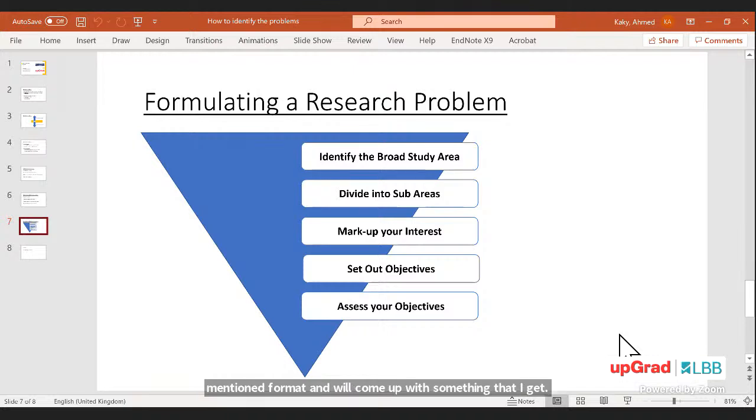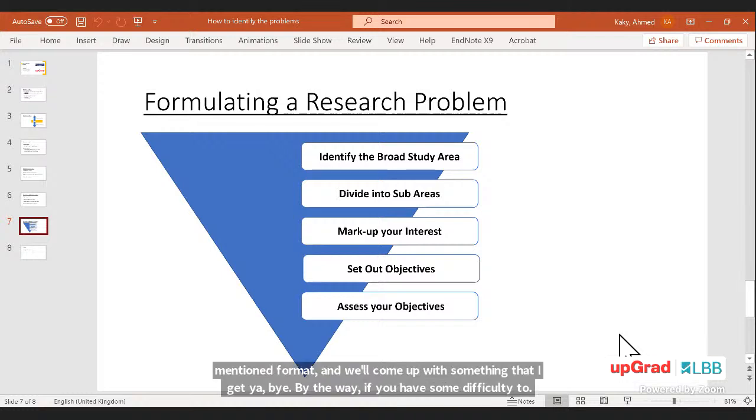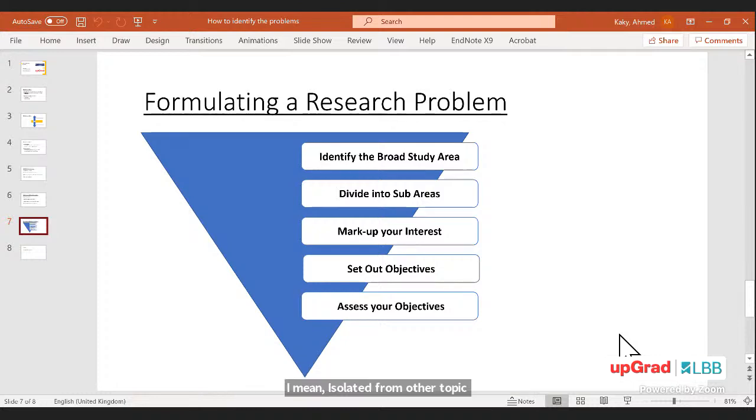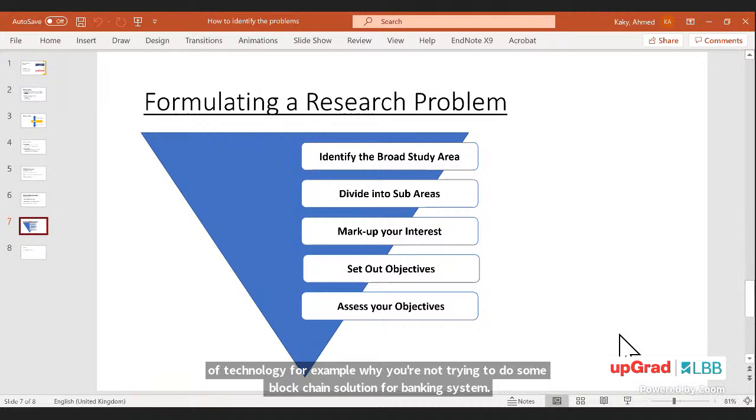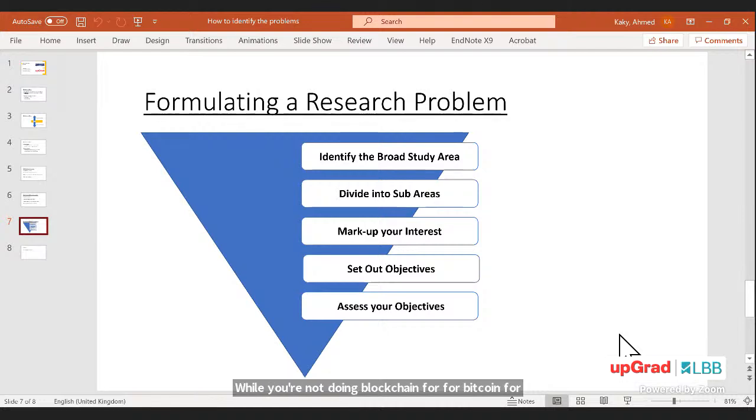By the way, if you have some difficulty working on blockchain in isolation from other topics, why are you not bringing blockchain to other areas of technology? For example, why not try a blockchain solution for the banking system? Why not blockchain for Bitcoin, for example, and forecasting whatever kind of issues? Why not blockchain for data security? Got it, that one could be applied in several other areas.